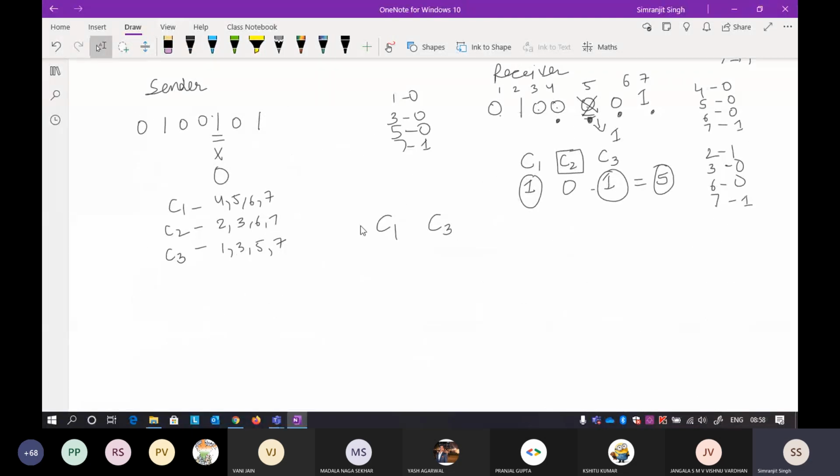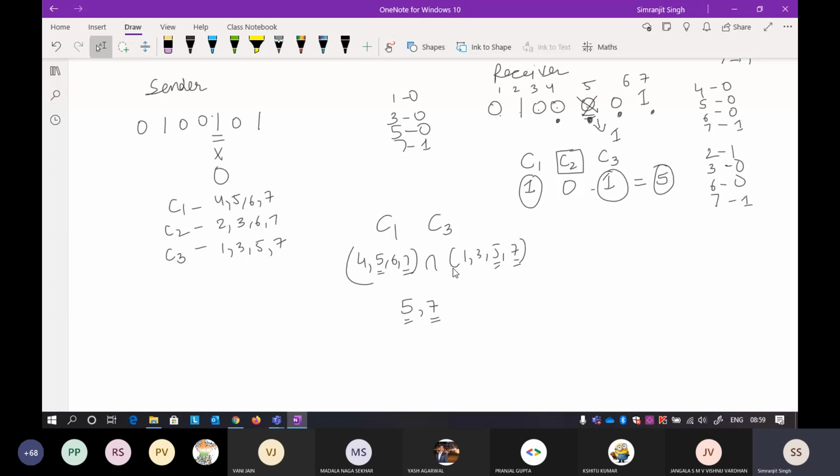It is saying that at C1 and C3 there is an error. What are the positions at C1? 4, 5, 6, 7. And what are the positions at C3? 1, 3, 5, 7. What is the common part here? 5 or 7. If I take an intersection, it says either there is an error at 5 or there is an error at 7.